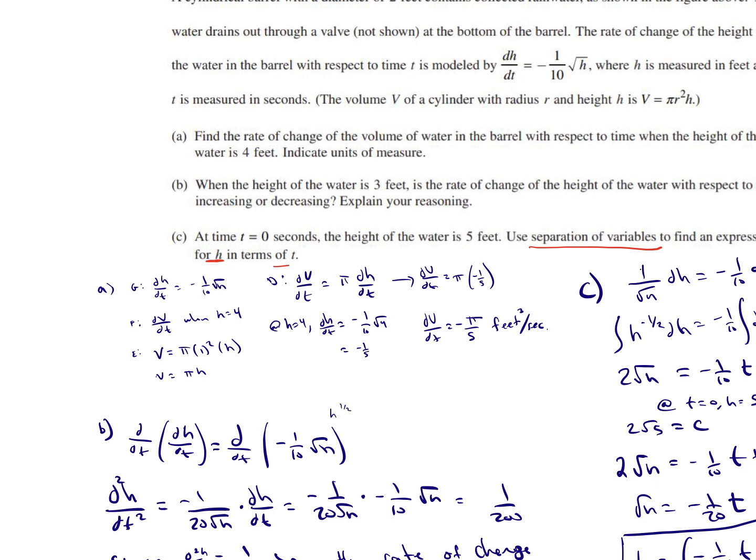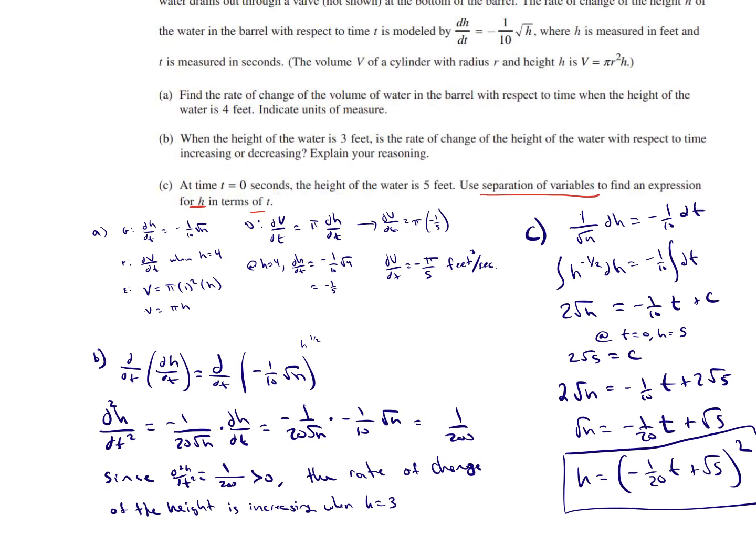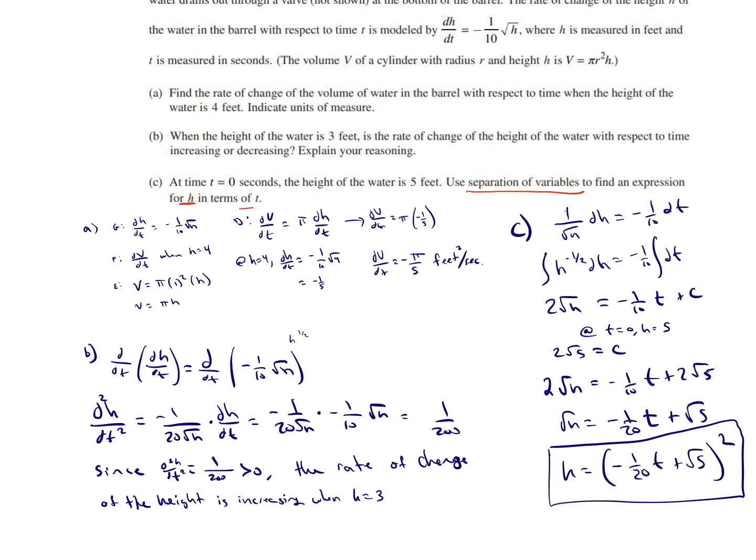For part B, when the height of the water is 3 feet, is the rate of the change of the height of the water with respect to time increasing or decreasing? So to find if something's increasing or decreasing, we look at its derivative. So is the rate of change of the height, dh dt, increasing or decreasing? So I need the derivative of dh dt. It's like I'm finding the second derivative, which is the derivative of the negative 1/10 root h. So I can do that.